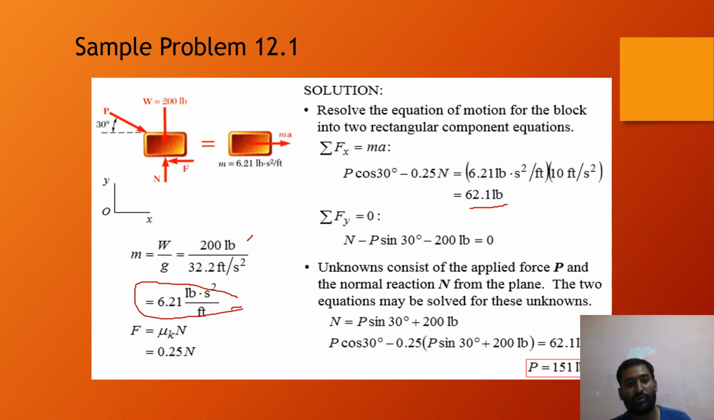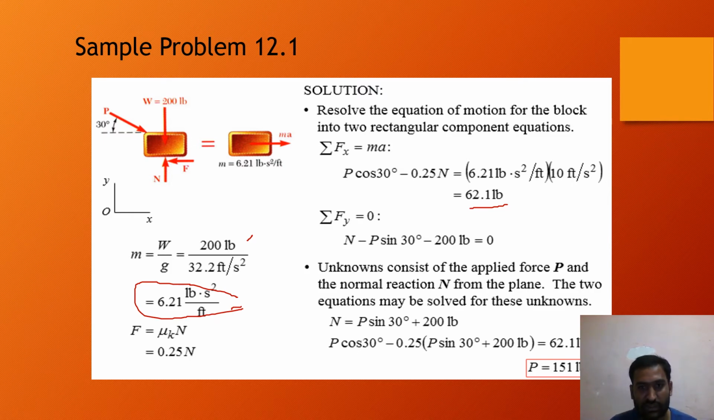Okay. How we can calculate the friction force is the coefficient of friction times N. Okay, in the y direction, N minus P sin 30 minus 200 pound is equal to 0.